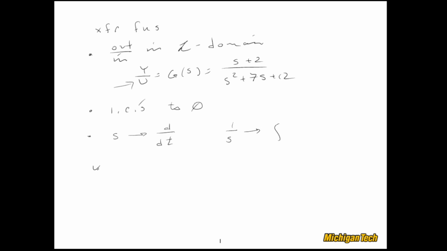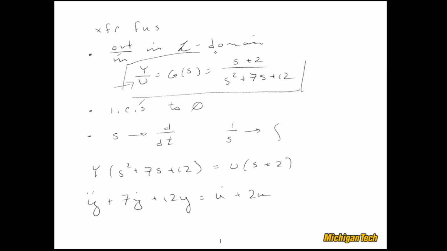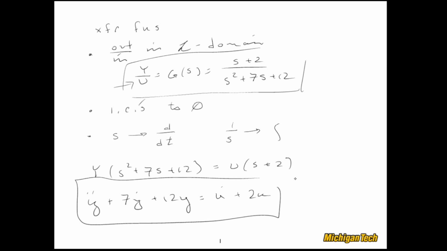We could multiply both sides by s^2 + 7s + 12, and we would get this. And so we can quickly go back to the time domain like this. Okay, so now I have two different ways to represent the same dynamic system. Here it is in the time domain, and there it is up top in the Laplace domain.